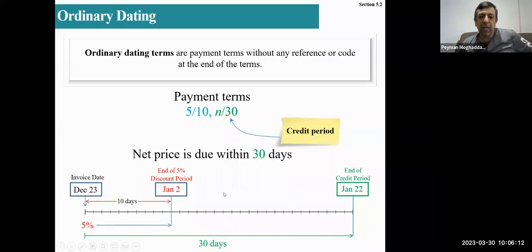Okay. So that's how you do it if it's hard for you to add 10 days to December 23rd, and you don't know whether December is 30 days or 31 days, so how do you add it, whatever. You just use the financial calculator. Okay.